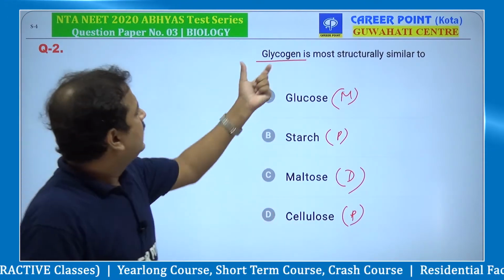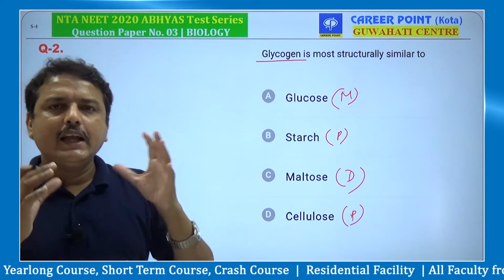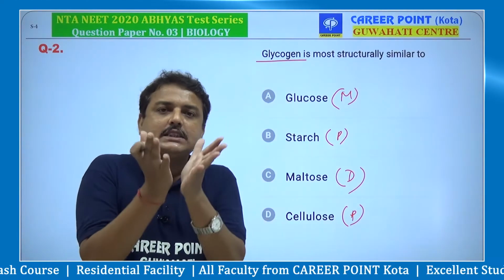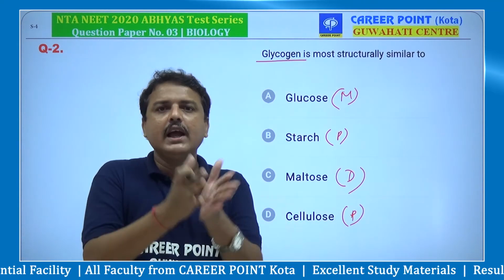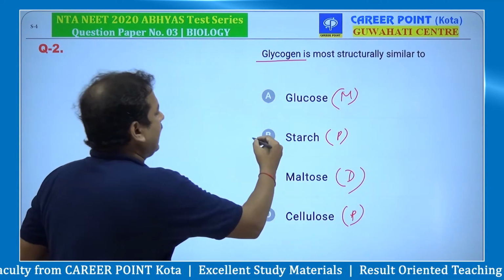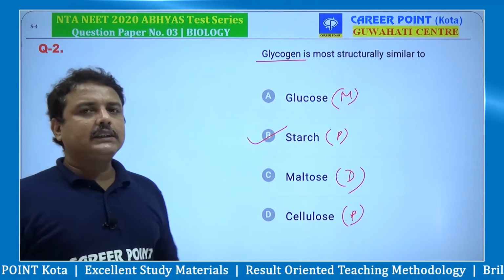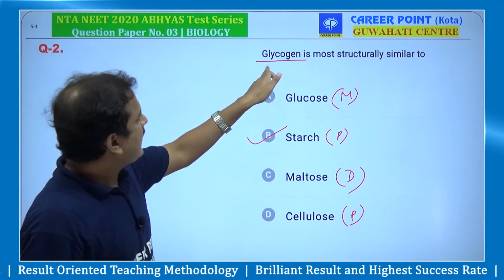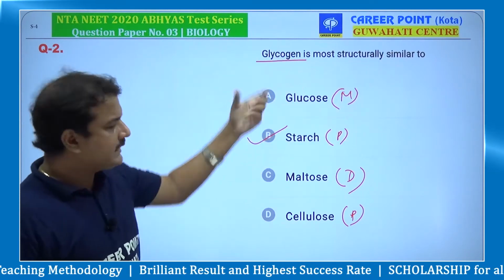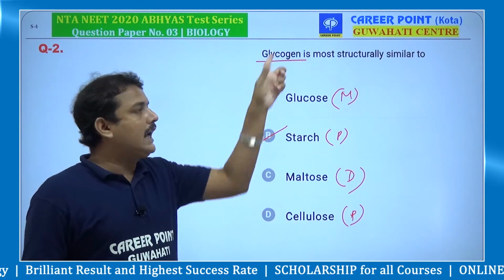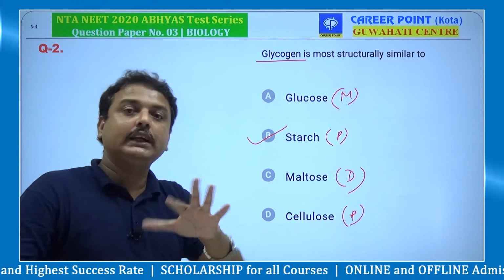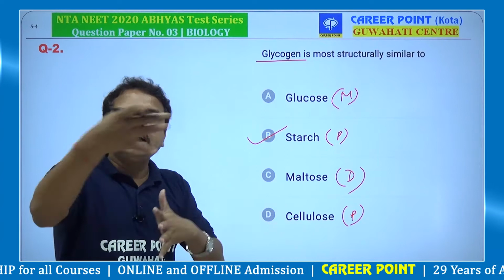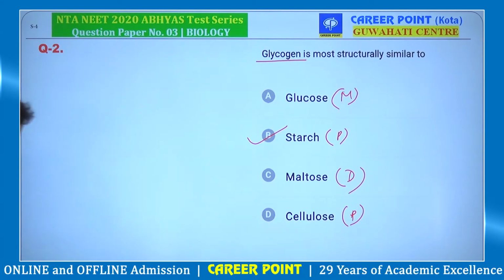Now, what is glycogen? Glycogen is also known as animal starch. Glycogen is the storage form of carbohydrate in animals. So the answer will be B, because starch is the stored form of carbohydrate in plants. So glycogen is most structurally similar to starch, because glycogen is the storage form of carbohydrate in animals and starch is the storage form of carbohydrate in plants. Clear? Next.